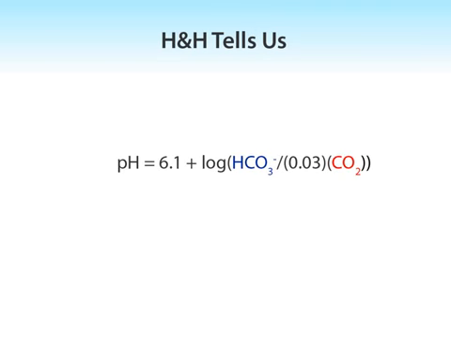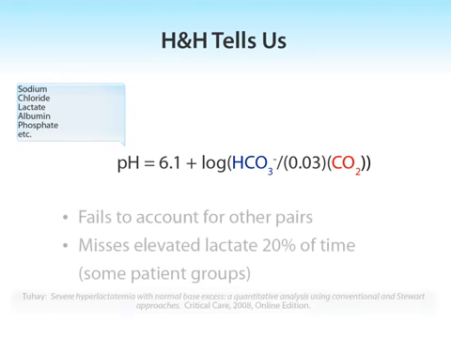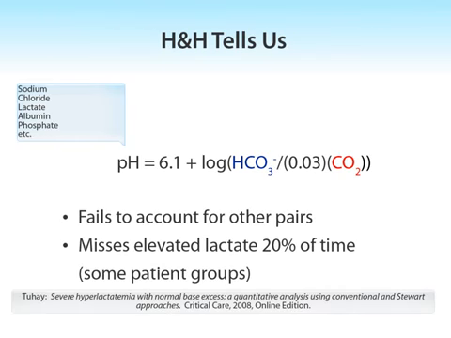Unfortunately, Henderson-Hasselbalch fails to account for other acid-base pairs. We know that sodium, chloride, lactate, albumin, phosphate, and other substances directly change pH. Further, studies show that patients frequently have low chloride levels that normalize pH during lactic acidosis. 20% of some patient groups have a normal pH, carbon dioxide, and bicarbonate values during significant lactic acidosis. If you're concerned about hypoperfusion, check a lactate along with the blood gas. With this background in place, let's explore ABG analysis.